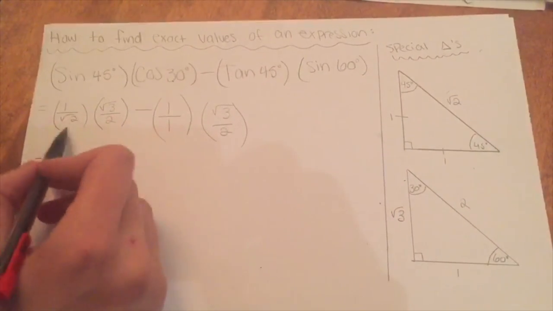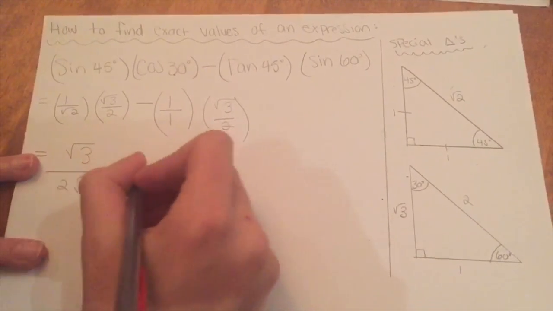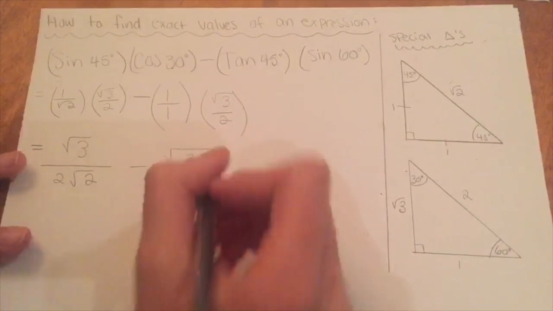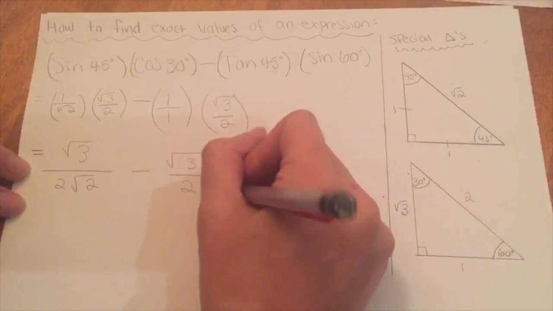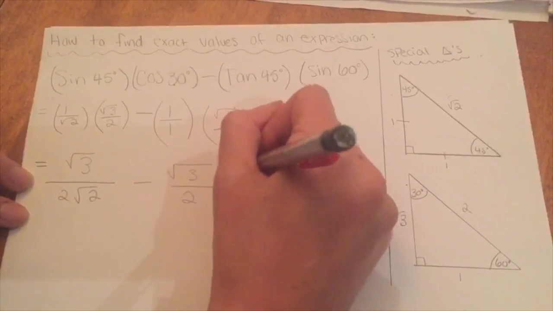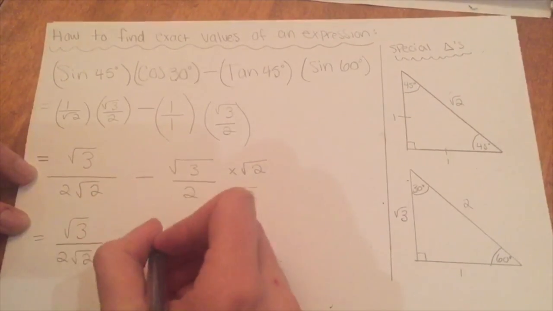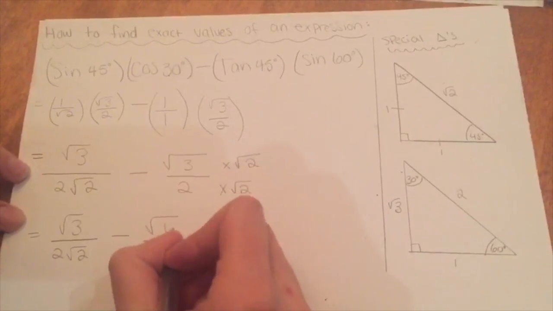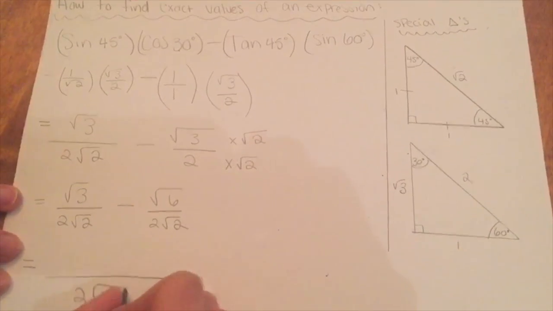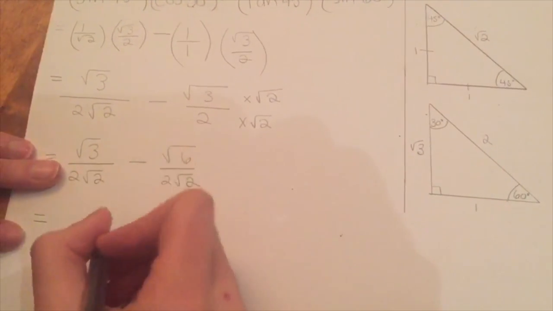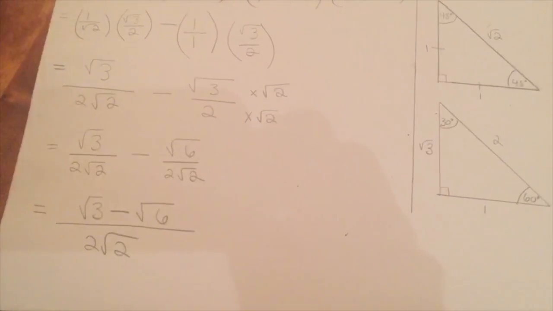So from there, we're going to multiply each of these, and that will give us root 3 all over 2 root 2 minus root 3 over 2. In order to get a common denominator, we'll have to multiply this side by root 2 on the top and bottom. And then we'll get root 3 over 2 root 2 minus root 6 over 2 root 2. Then we form our common denominator, which is 2 root 2, and we merge the top, which will give us root 3 minus root 6. So that's how you do the question.